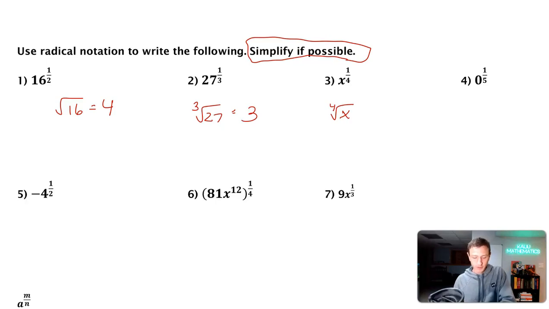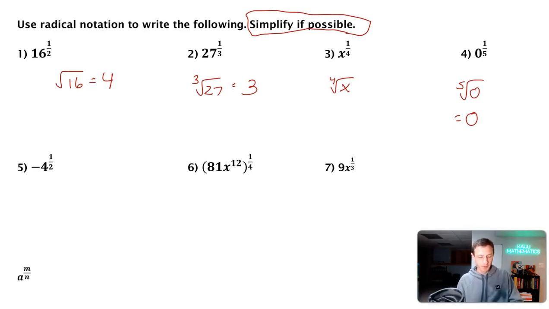Number 4, 0 raised to the 1/5. That is going to be the 5th root of 0. And that's just going to be 0 because 0 times 0 is 0. 0 times 1,000 zeros is still just going to be 0. So that's just going to be 0.